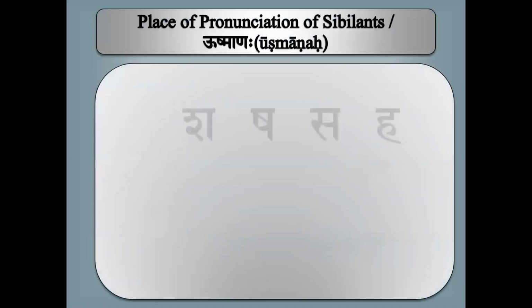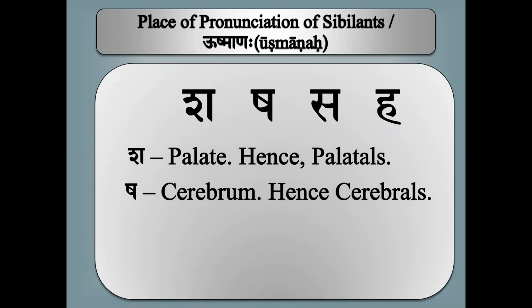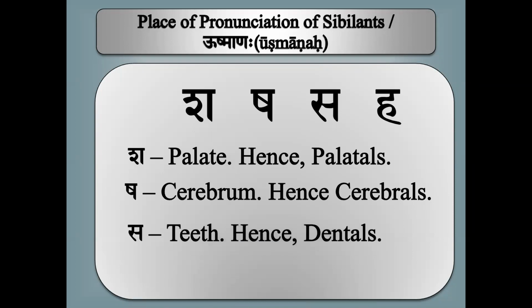We saw how to pronounce, from where the sound comes. Which part of the mouth? Sha is from the palate, therefore it is called palatal, and Sha is from the cerebrum, therefore cerebral. You can remember the examples: for palatal, the word Shankara. We say Shankara. That is the Shakara which is used in the word Shankara, Shankaracharya. And Sha is the cerebral, as in the word Shanmukha or Rishihi. The tongue touches the roof of the mouth.